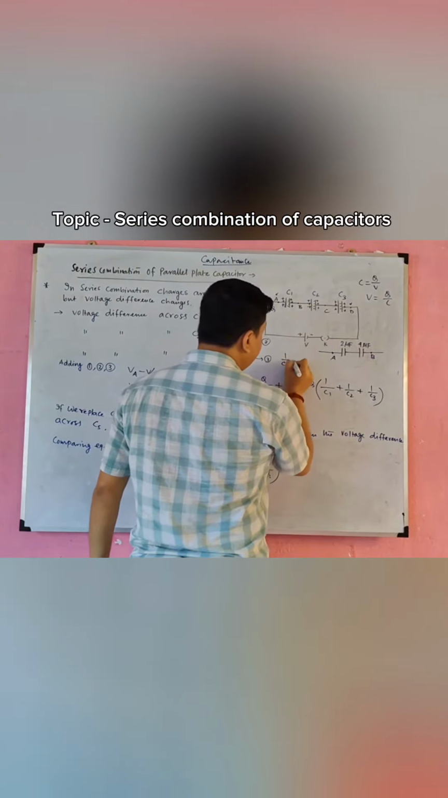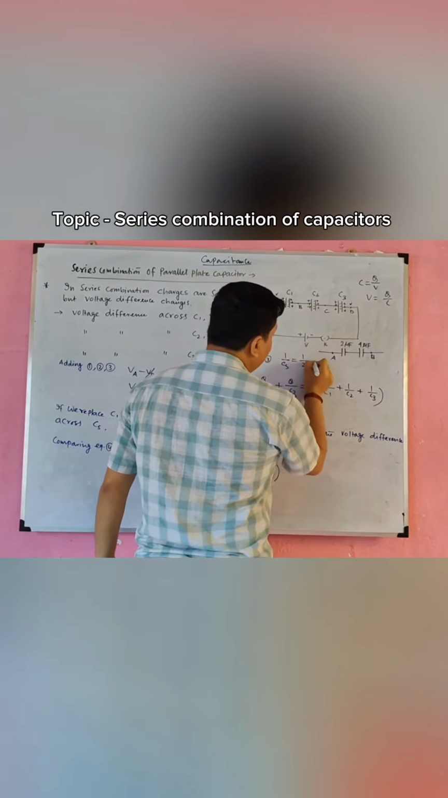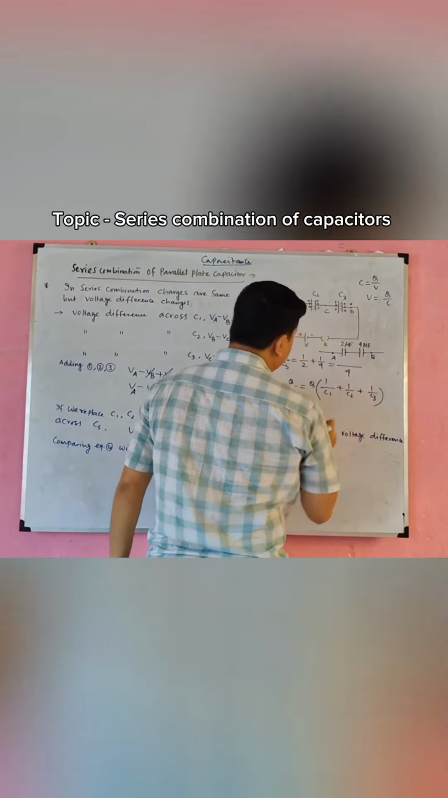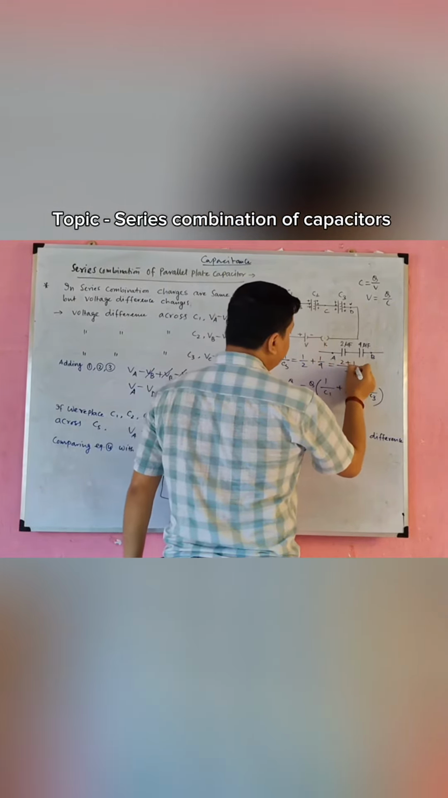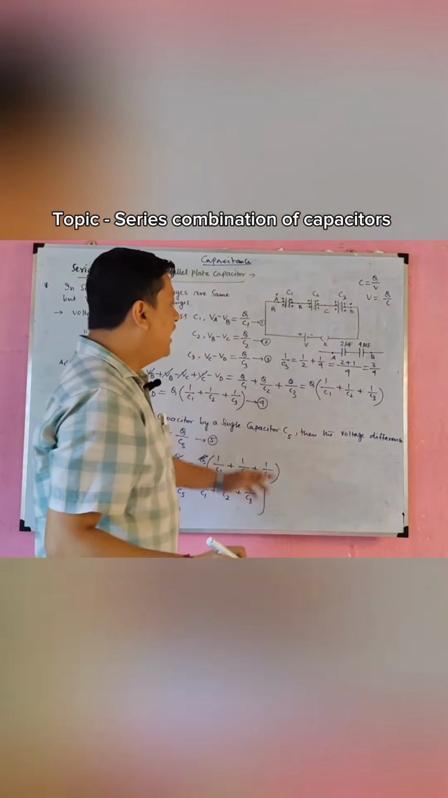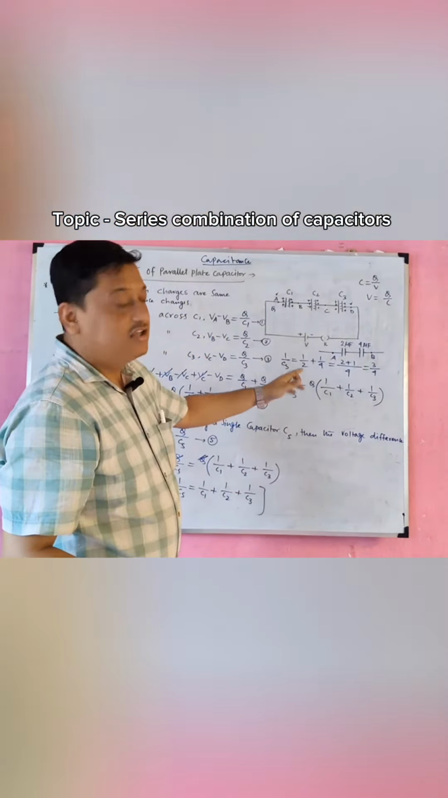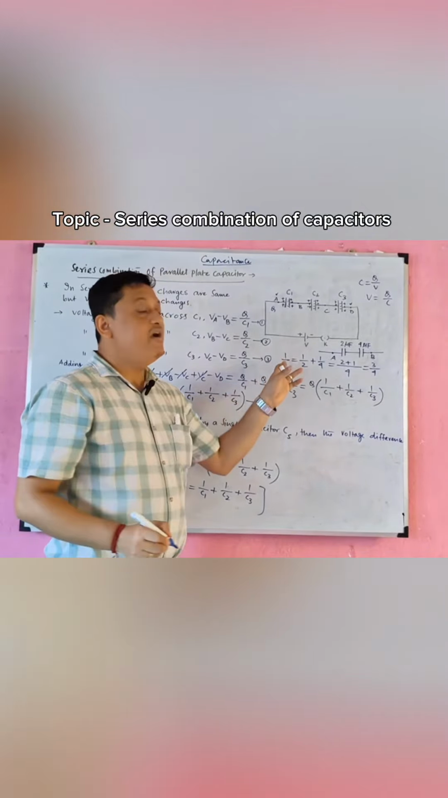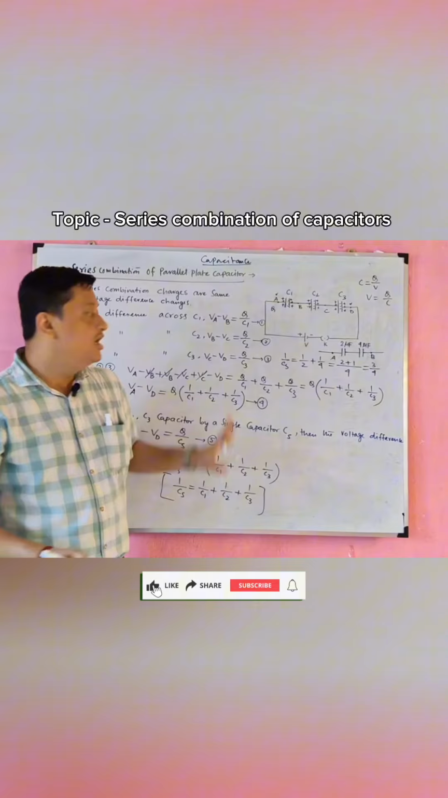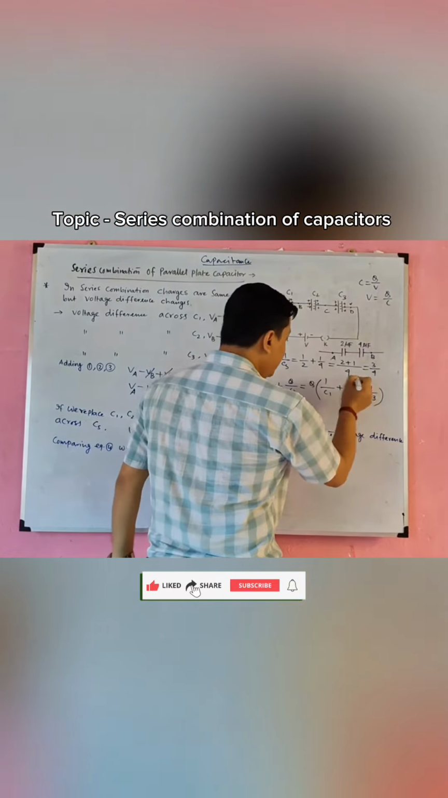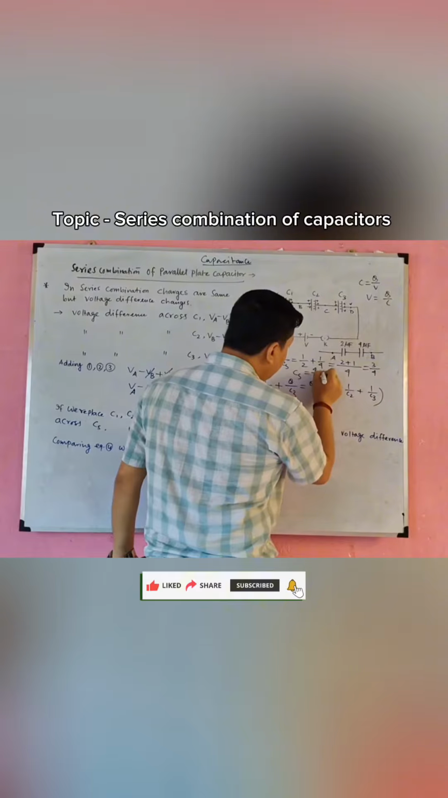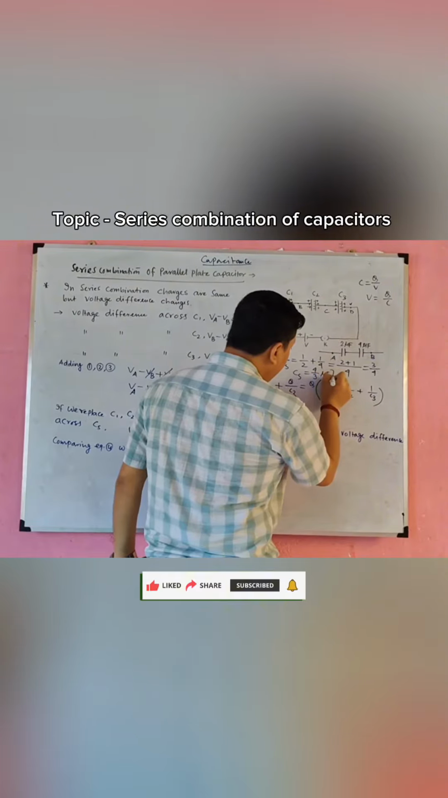1 by CS equals 1 by 2 plus 1 by 4. If we take the LCM, 4: 2 twos are 4, 4 ones are 4, that is 3 upon 4 microfarad. But that is 1 by CS. So always please check, when you use this formula, you are getting the value of 1 by CS. So we have to reverse this. So CS equals how much? CS equals 4 by 3 microfarad. That will be your answer, okay?